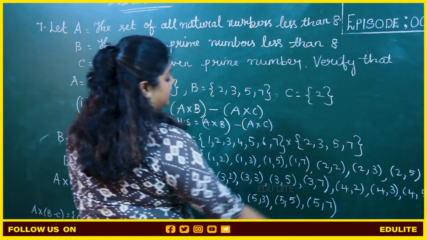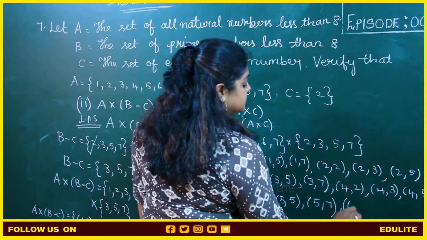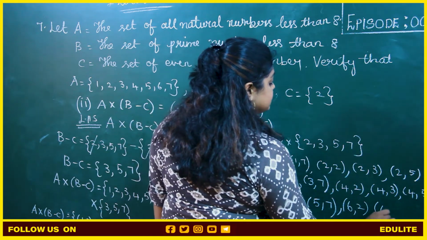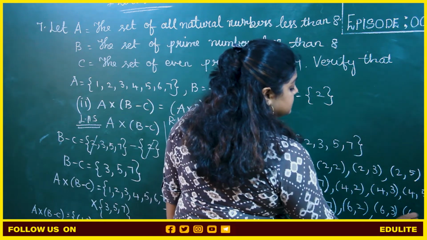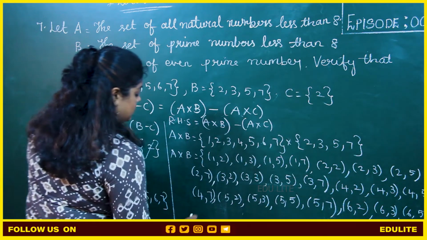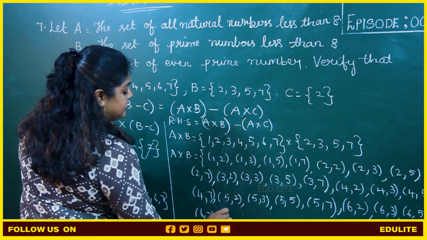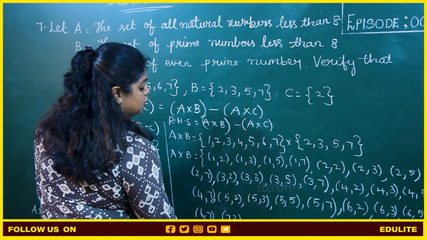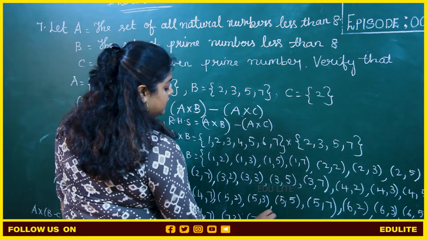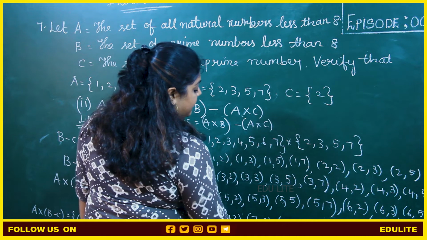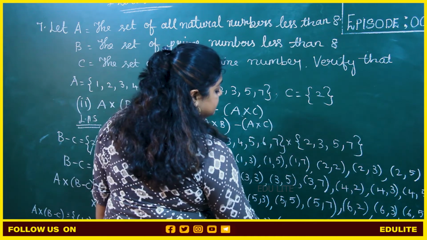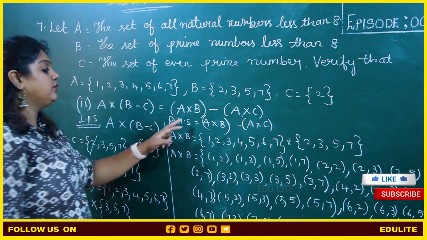Next with the 6: (6,2), (6,3), (6,5), (6,7). Next with the 7: (7,2), (7,3), (7,5), (7,7). So now what we have found is only A cross B.